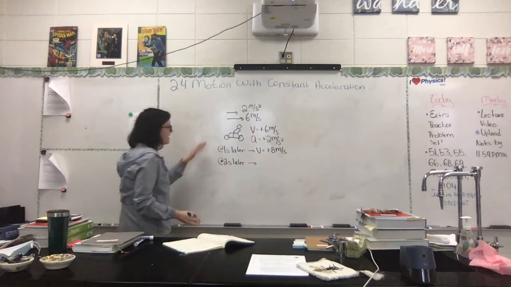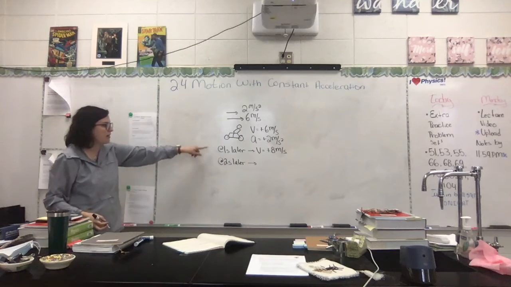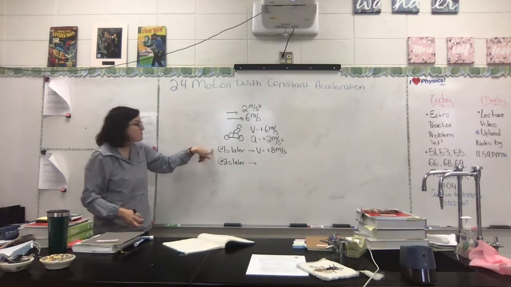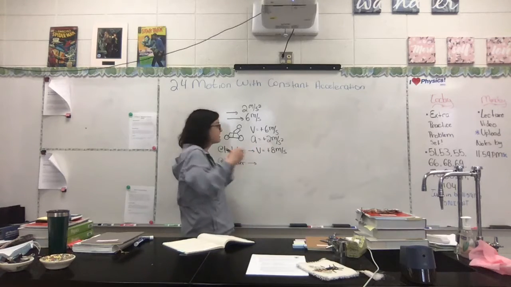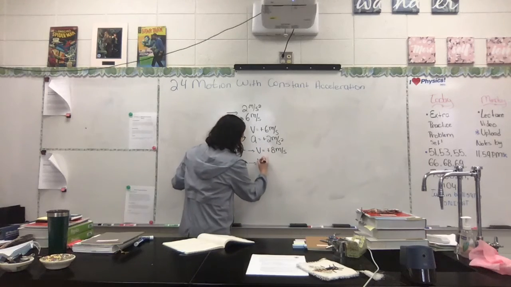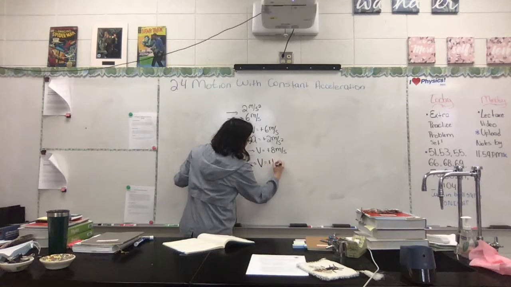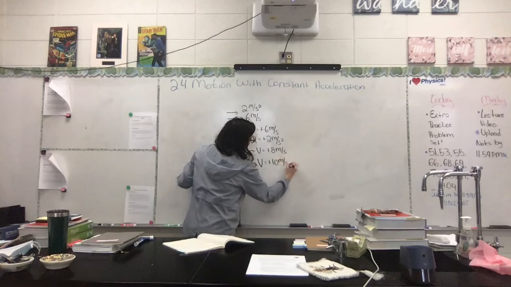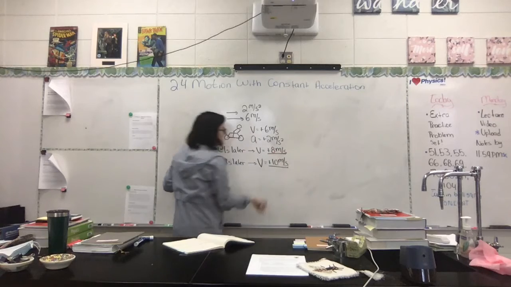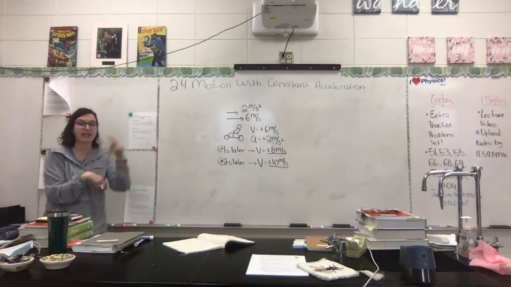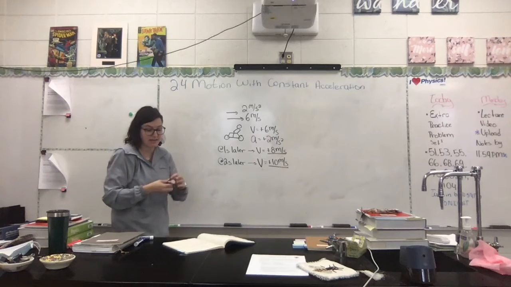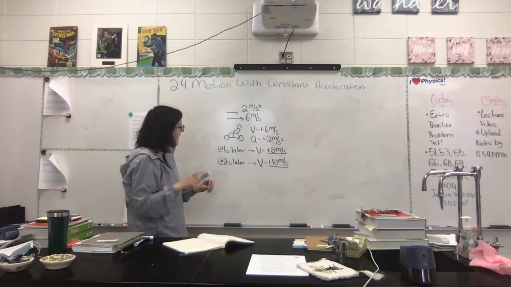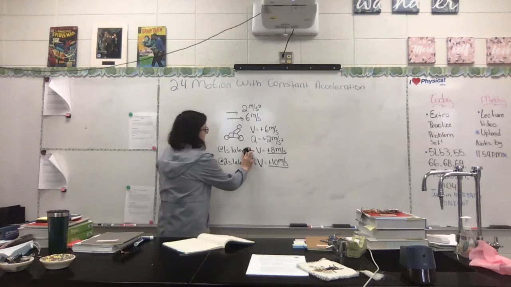So 2 seconds later, which is 1 more second after this, her velocity will have increased by another 2 meters in that second. So 2 seconds later, her velocity will be positive 10 meters per second. So 1 second later, it would be positive 8 meters per second, and 2 seconds later, positive 10 meters per second. Okay?